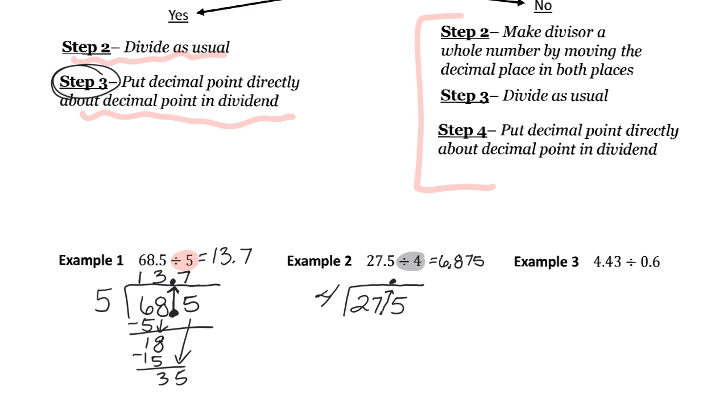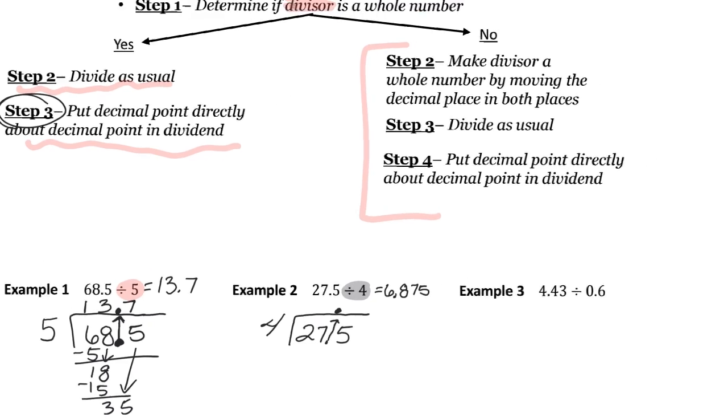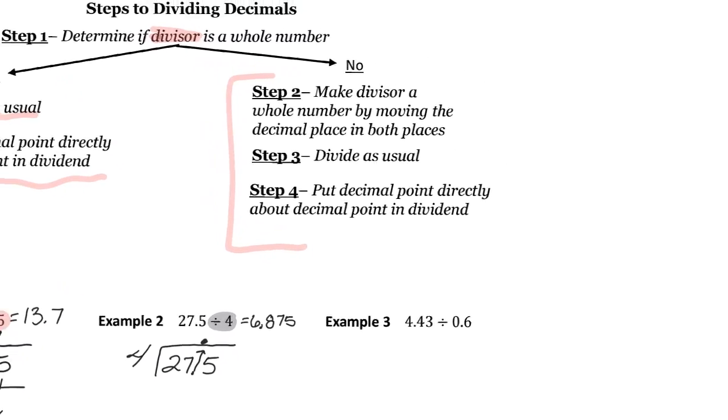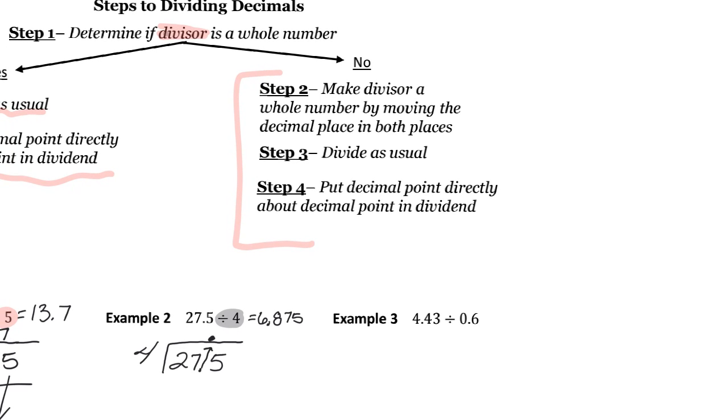So you had to do a little bit more work there. Okay, but let's see what this next one says. Is my divisor a whole number? Is 0.6 a whole number? No, right? So now we're going to look at these steps. So now we're going to make our divisor a whole number by moving the decimal place in both places.